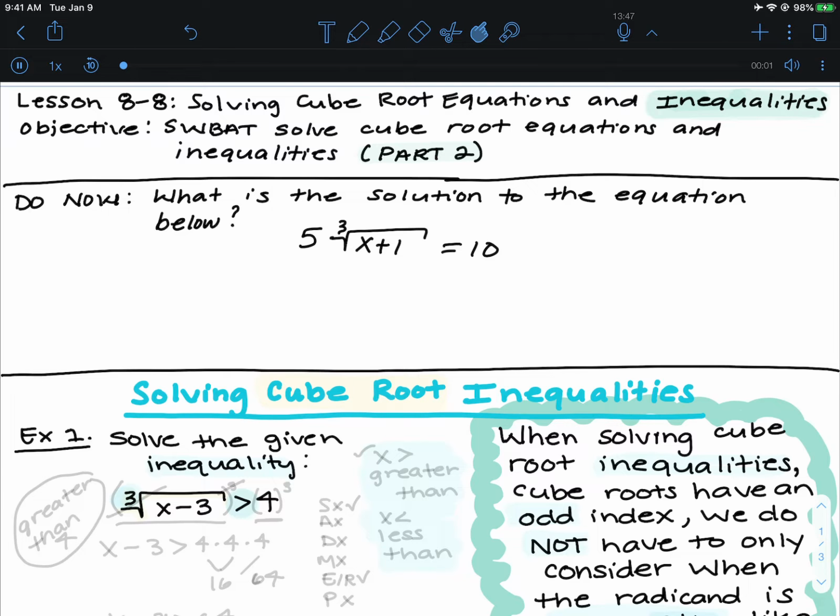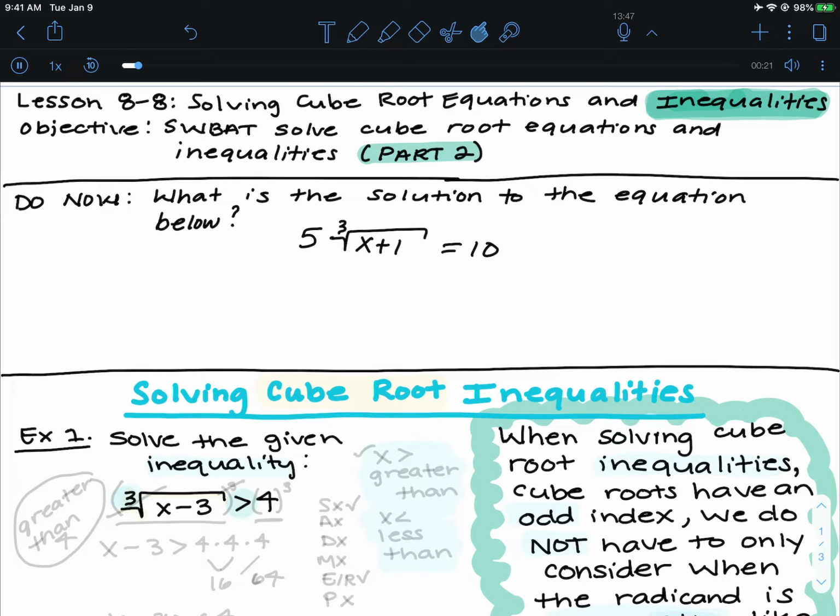Okay, guys, so today we're going to continue from yesterday's lesson. Yesterday we were solving cube root equations. Today, our main focus is only going to be inequalities. So that's what we're going to be solving today, inequalities. This is going to be part 2 of yesterday's lesson.